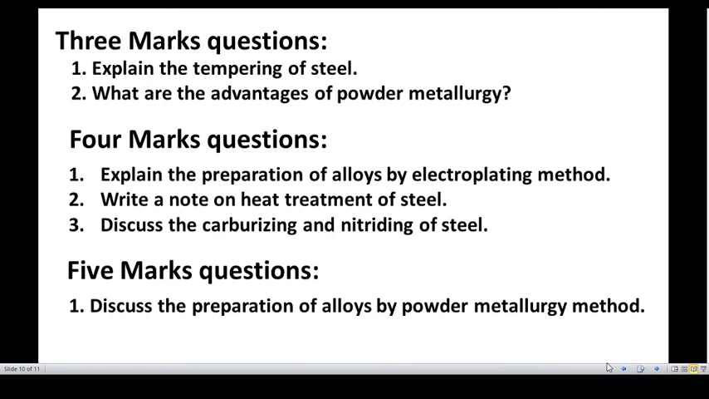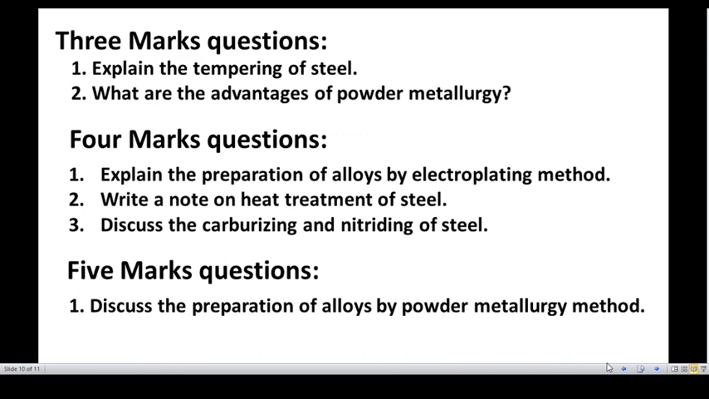And powder metallurgy involves the following steps. Number one, powder production. Second, blending or mixing. Third is powder compaction. Fourth is sintering. And finally, finishing. So the steps involved are powder production, blending, powder compaction, sintering, and finishing.